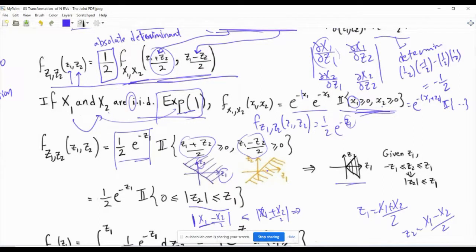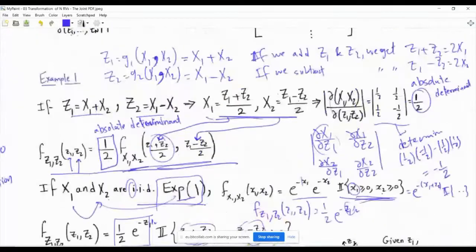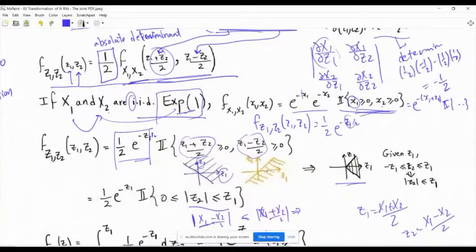But you can also just do this without the indicator. You can take e to the minus x1, e to the minus x2. We can combine these two as e to the minus z1 over 2. Sorry, I forget here, it must be 2 z1. Z1, because the x's are with the 2, this one is not with 2, so it's the sum, so this is correct, actually.